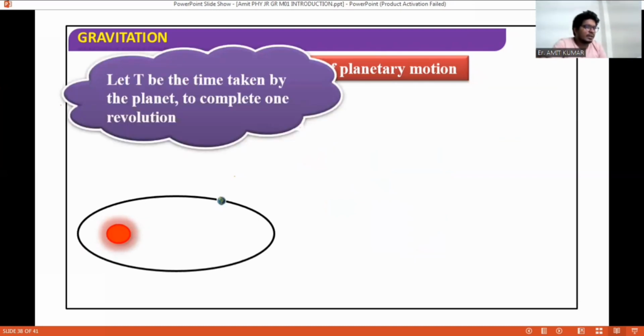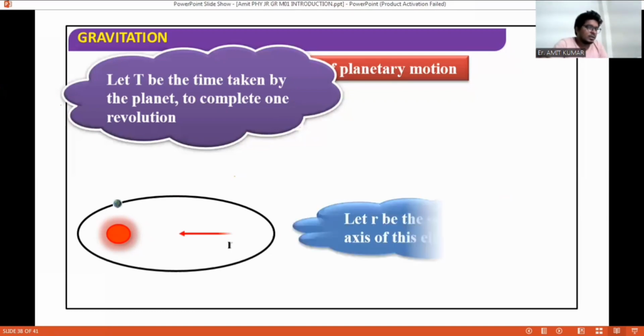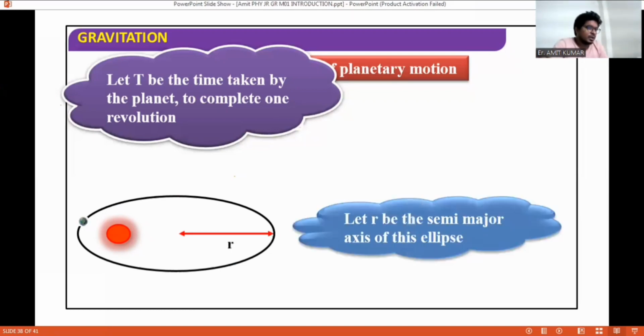Now suppose capital T is the time taken by the planet to complete one complete revolution. See, in capital T time, the Earth is revolving around the sun, when the Earth is near to the sun and when the Earth is far from the sun. So here R is the semi-major axis, and T square is proportional to R cube.